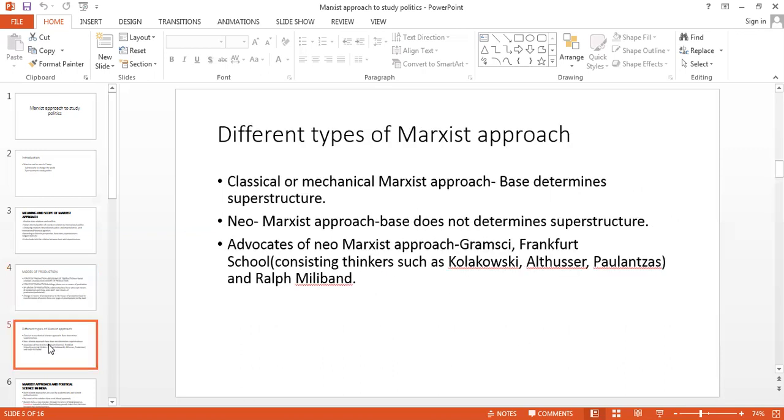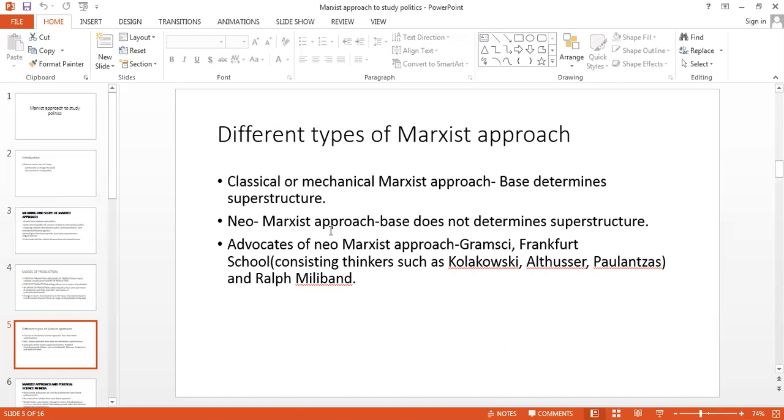Now we are looking at different types of Marxist approach. As I have told you, in the scope of this Marxist approach, it will look at the relation between base and superstructure. There are two types of Marxist approach: one is the classical or mechanical Marxist approach, and the second is the neo-Marxist approach. The classical or mechanical Marxist approach says that base determines superstructure, that is, class determines superstructure. By base I mean the dominant economic class, the bourgeoisie class. This base would determine other superstructures like state, religion, etc. So the state dominates over them. That is the idea given by the classical or mechanical Marxist approach.